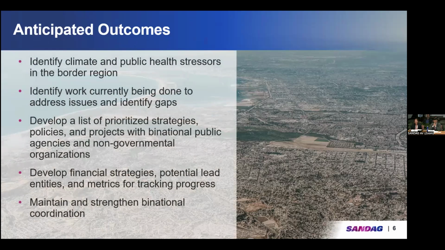So what are the outcomes of this plan? What can we anticipate? It would be one location that summarizes the work currently being done, the gaps and challenges that exist. It would build consensus around a list of prioritized strategies, programs, policies, and projects among binational public agencies and non-governmental organizations. This would give us the resource to advocate for these projects in the region when opportunities for funding come along, such as the renegotiation of the U.S.-Mexico-Canada trade agreement or potential funding opportunities through NADBank. And finally, and most importantly, it would maintain and strengthen binational coordination on climate and environmental justice issues affecting our border region.